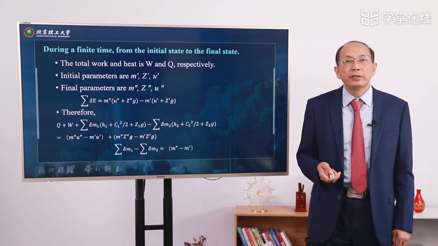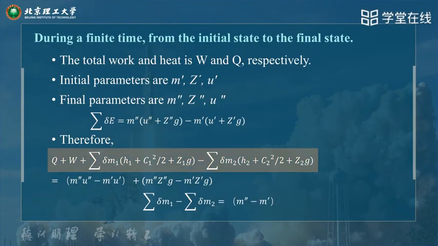Therefore, we obtain the final equation: capital Q plus W plus sigma delta m1 times h1 plus the kinetic energy and potential energy in state 1 together, minus delta m2 times h2 plus c2 squared over 2 plus z2 times g together. Here is all the energy going in minus all the energy going out, which is the storage, the energy change in the system. So we obtain a very long equation.